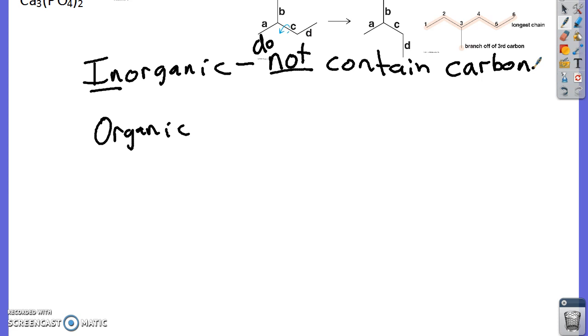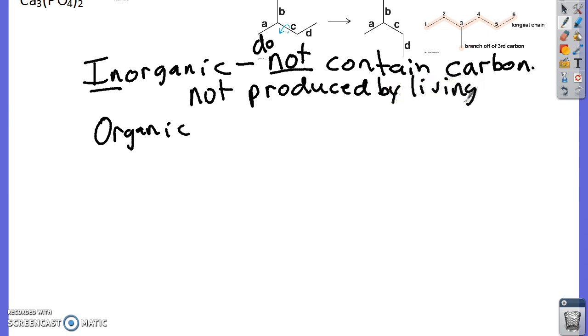Now, generally speaking, that means inorganic compounds are not produced by living things. Organic compounds are almost entirely products of living things. They've been produced by living things. That's why we talk about carbon-based life forms. Well, that's us. Okay, we're carbon-based. It's all about the carbon. And so we're organic. Inorganic means that there is no carbon involved.